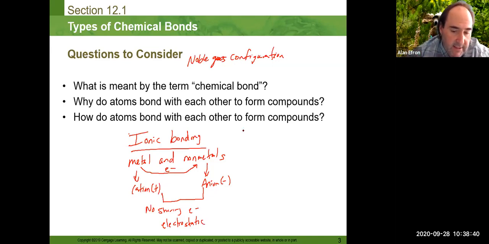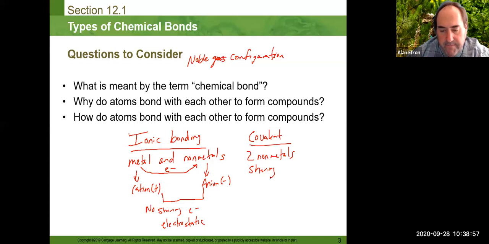That's very different from the other main type of bonding we'll talk about in this chapter, which is the covalent bond. In a covalent bond, it's basically two nonmetals together. When we have two nonmetals together, what we essentially have is the sharing of electrons, and it's the sharing of electrons which holds that bond together. As we'll talk about, the sharing may be equal or unequal, but there's some aspect of sharing happening when two nonmetals get together in a covalent bond.